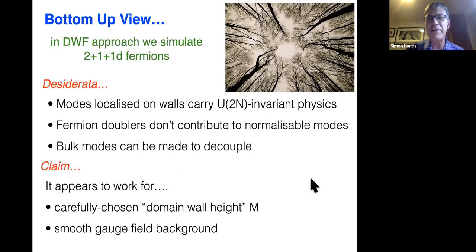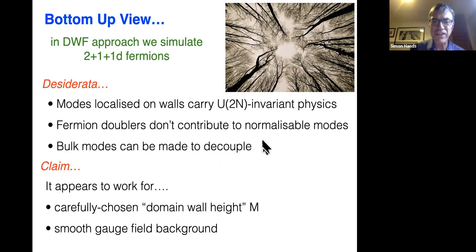There are two ways of thinking about domain wall fermions, and both are useful. In the domain wall fermion approach, we're doing a simulation in one extra dimension, 2+1+1 dimensions. We're relying on the fact that there are modes localized on the walls carrying the symmetries of the physics we want, and that the modes left in the bulk aren't important, that they can be made to decouple. Those modes include fermion doublers, which are always present for lattice theories. They don't couple to normalizable modes.